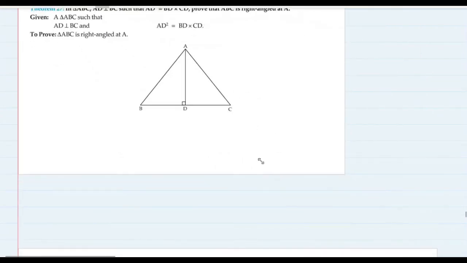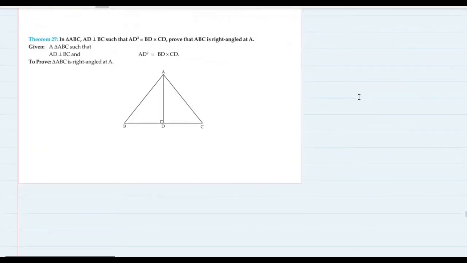Okay. In triangle ABC, AD is perpendicular to BC such that AD square is equal to BD into CD. It is given to you. There is no other right angle except AD perpendicular to BC. Prove that ABC is right angled at A. You have to prove that ABC is right angled at A. And what they have given you is AD square is equal to BD into CD. All right. How will you prove it?